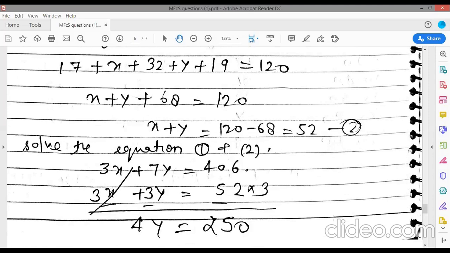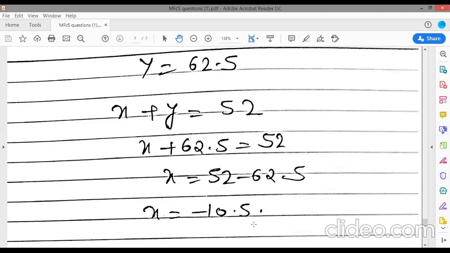So just make one variable equal to the other variable. So 3x plus 7y is equal to 406 is your first equation, and second one is your x plus y is equal to 52. So just make 3x in both equations, then you can cancel the variable. So multiply by 3 in second equation. So 3x plus 3y is equal to 52 into 3. So you will get 4y is equal to 250 and y is equal to 62.5. And put the value of y in second equation, then you will get your x here.